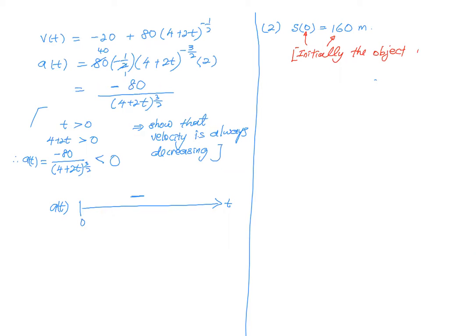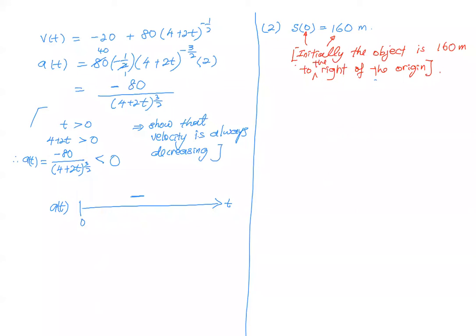Initially, the object is 160 meter to the right of the origin. The origin is the fixed point, correct? If you don't want to say origin, you can say to the right of the fixed point on the straight line. So every number you calculated, you must know how to interpret. Even if the question doesn't ask, as you practice, you must interpret. Do you get me?